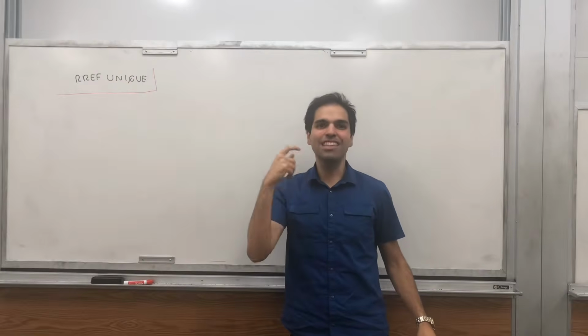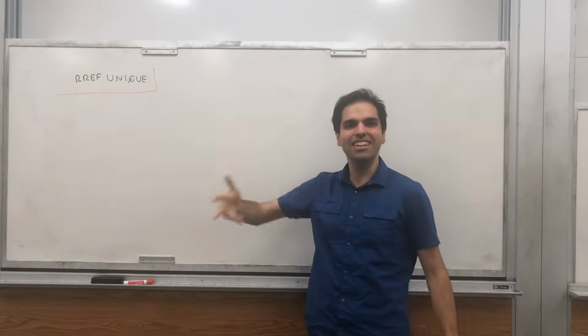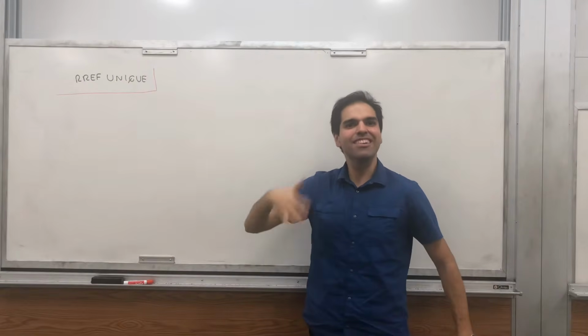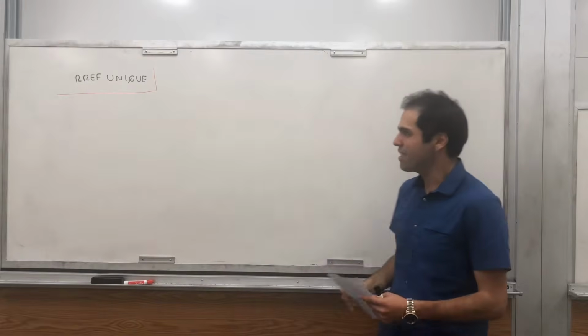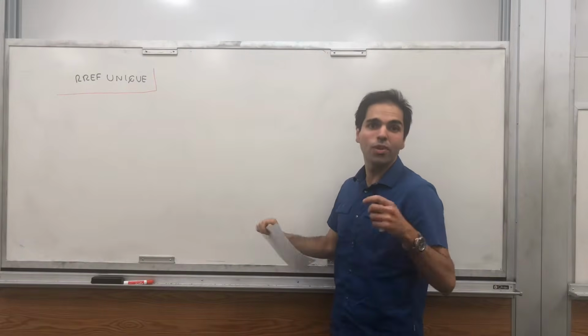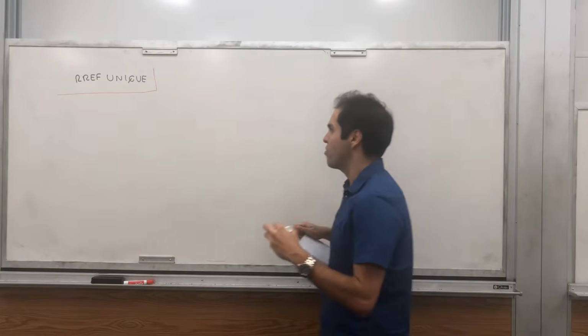That's why it's also a nice problem to ask on an exam, because it's easy to grade because everyone should get the same answer. So let me just remind you what the reduced row echelon form is.